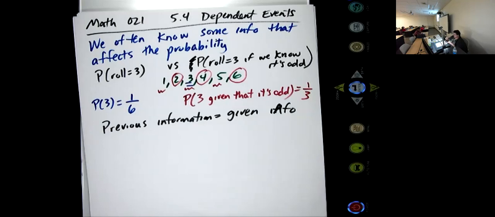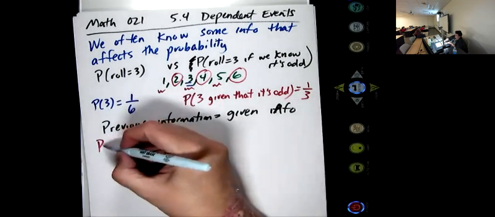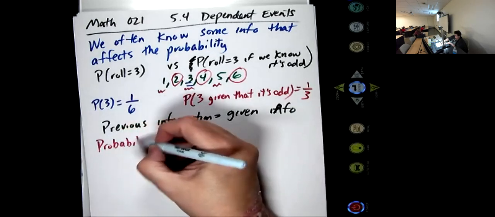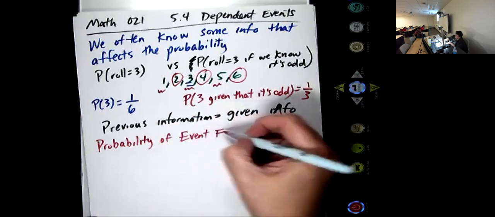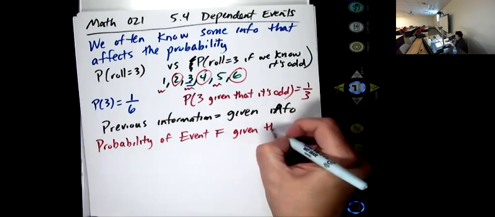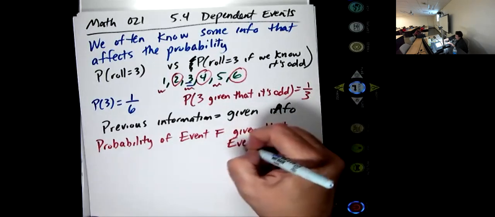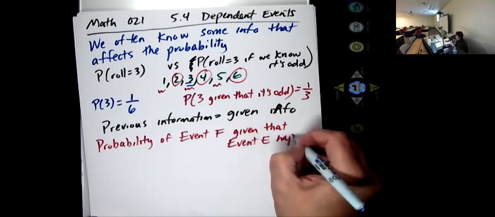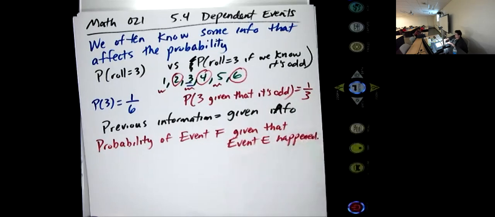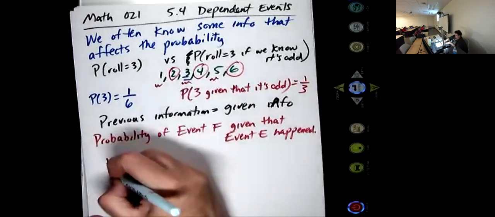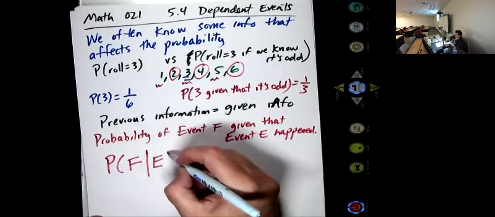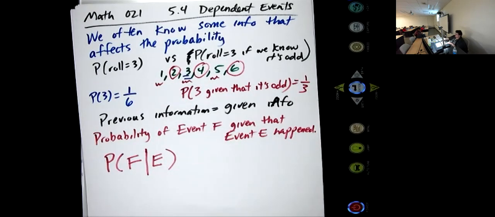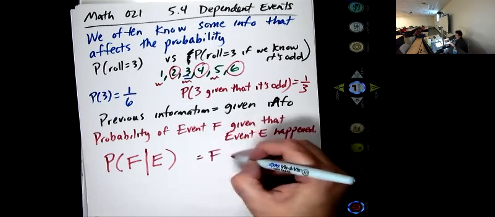And so the notation we use for this is, if we want to have the probability of event F given that event E occurred or happened, that's the wording for what's about to follow. Probability of F with a big vertical line, E. This is read as F given E.